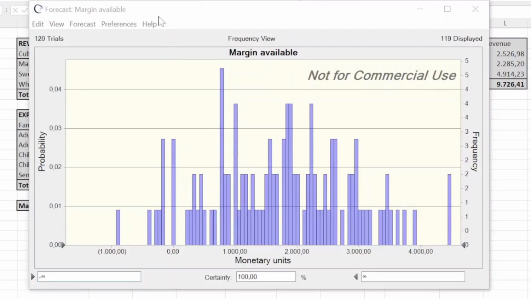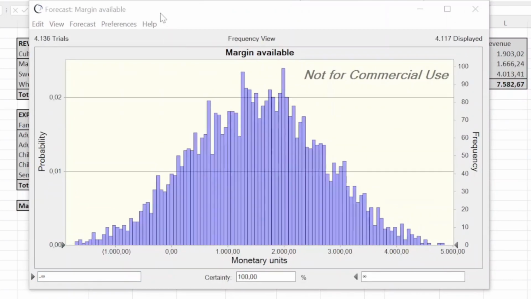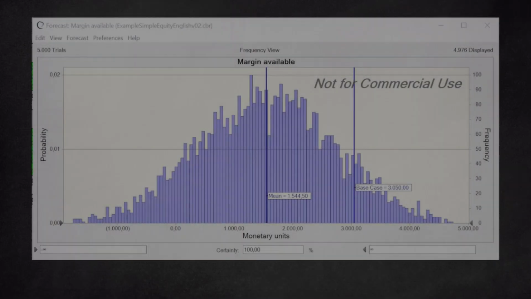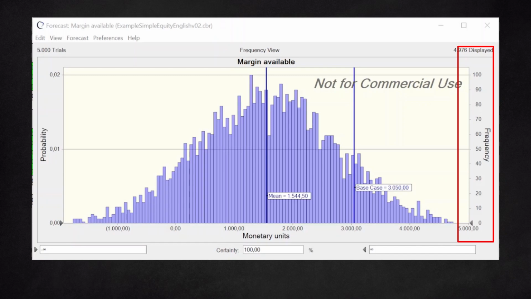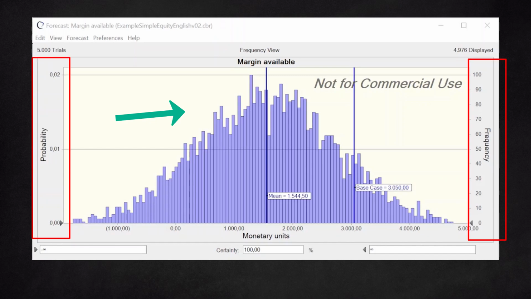We map the results in a histogram for further analysis. We group the financial margins in buckets or bins. We see those along the horizontal axis. The vertical axis shows the frequency. The higher the graph, the more a margin bracket occurs. This frequency translates into a probability. The more frequent a margin bracket, the more probable this outcome is.